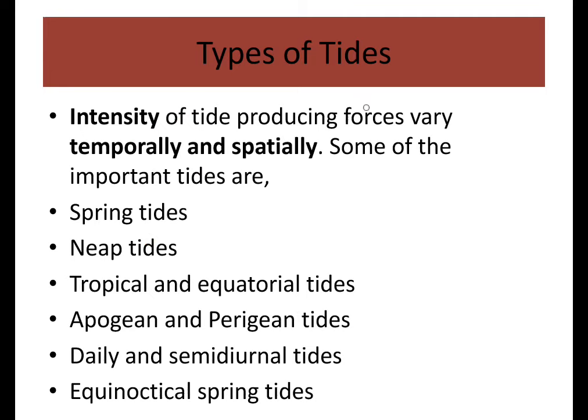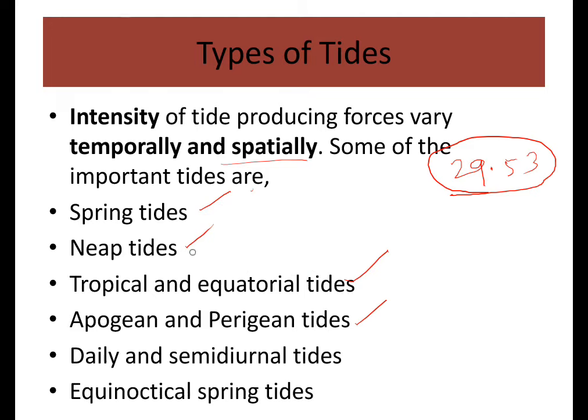And types of tides. Intensity of tide producing forces vary temporally and spatially. Some of the important tides are spring tides, neap tides, tropical and equatorial tides, Apogean and Perigean tides. So we know that the moon completes one revolution with respect to the visual phase in around 29, let us take it as 29.53 days, which is the synodic month.